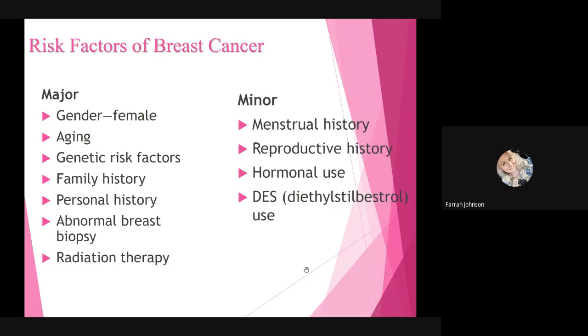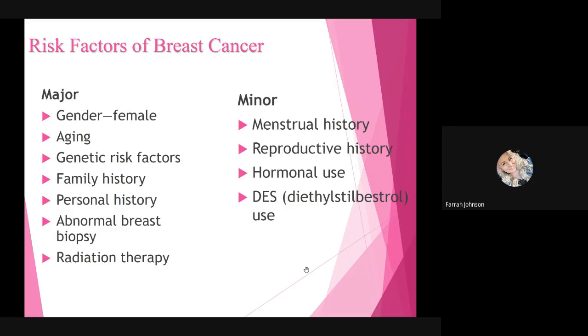So some of the risk factors of breast cancer, the major risk factors, of course, are gender. Females are just more apt to get breast cancer. It's just proven. Also aging. The older we become, the more at risk we are for developing breast cancer. Genetic risk factors, okay? So anything that makes us genetically predisposed to getting breast cancer. A family history, a parent, a child, a brother, sister, your risk significantly increases.